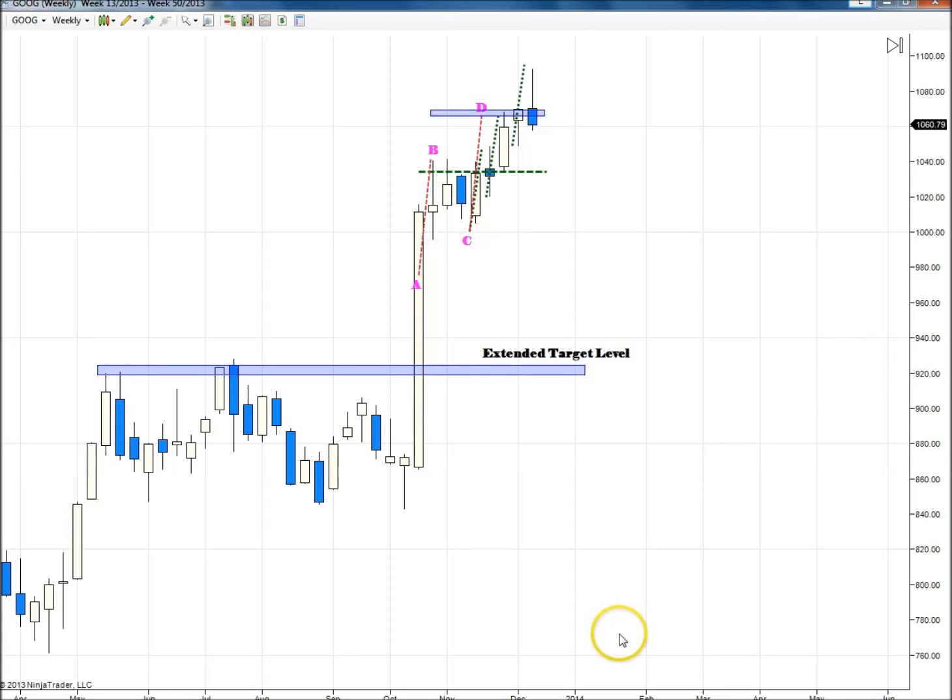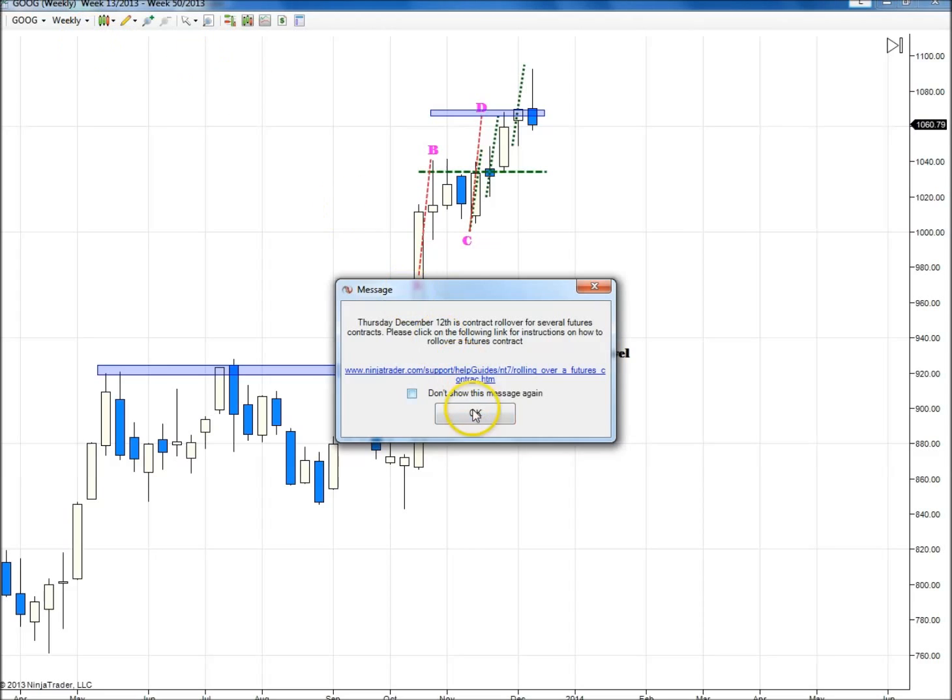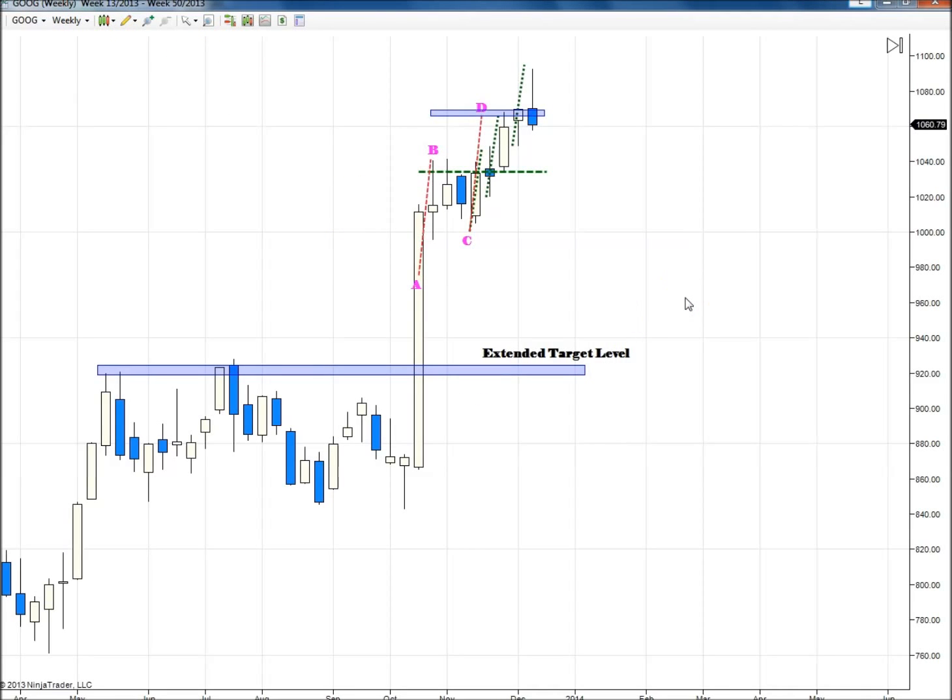So make sure you follow Google. Very nice opportunity. Harmonic patterns are very accurate most of the time. So I hope it will play out as I expected.